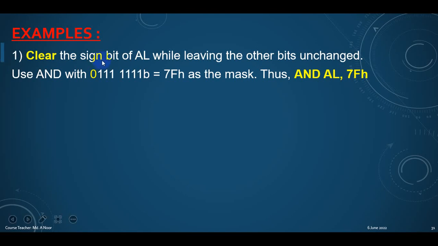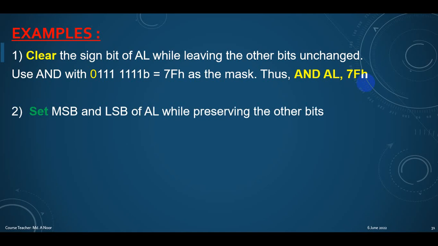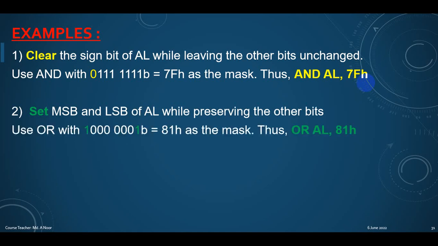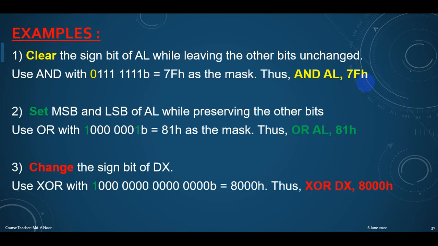So use this: AND AL, 7FH. Yes, logical operation. Okay. So these are some of the specific uses. Okay, with an OR operation, set the MSB and LSB of AL while preserving the other bits. So you can use the OR operation like this: OR AL, 81H. Change the sign bit of DX. Then you can do the XOR operation: XOR DX, 8000H. It will change the sign bit of DX.